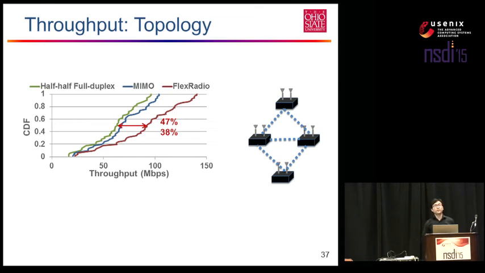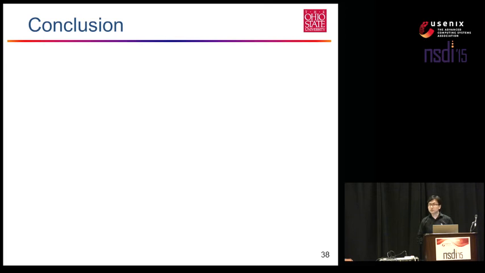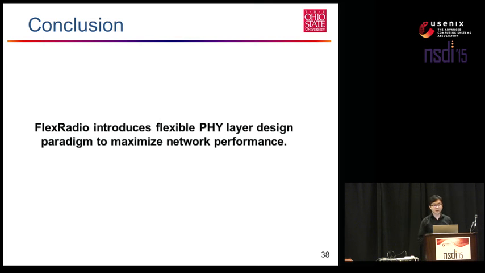So for the conclusion, I think the key takeaway of this work is that we treat this flexibility as resources, as RF resources you can use to tune, so that you can maximize the network performance based on the applications, based on what you need.